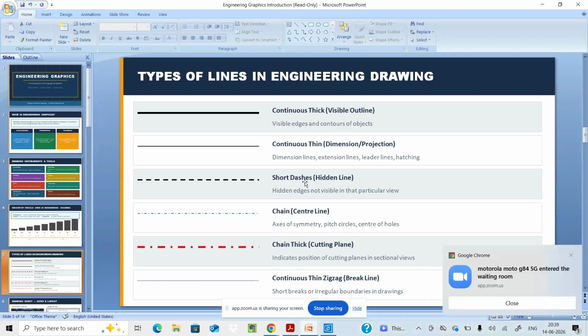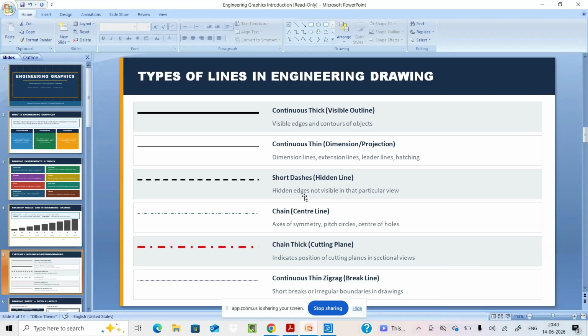Shorter dashes are the hidden lines. If any object is hidden, we should represent it with the help of these particular lines. Now, the chain or the center line, the axis line. The center axis line of any kind of drawing, you should represent it with this type of line.